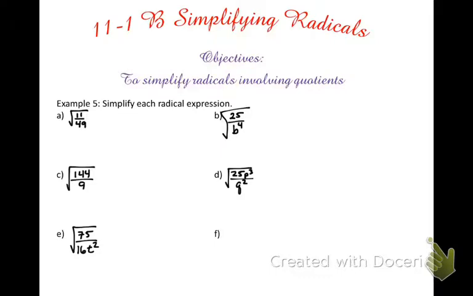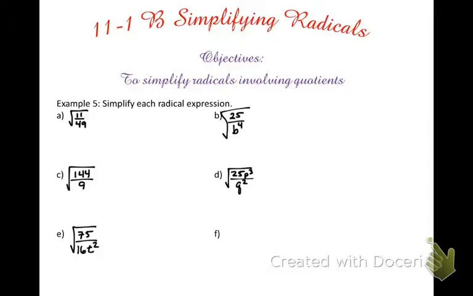All right, this is the second half of simplifying radicals. So it's 11.1b. This time we're simplifying radicals involving quotients. Last time it was simplifying radicals involving products. Now it's quotients, so now we're dividing.